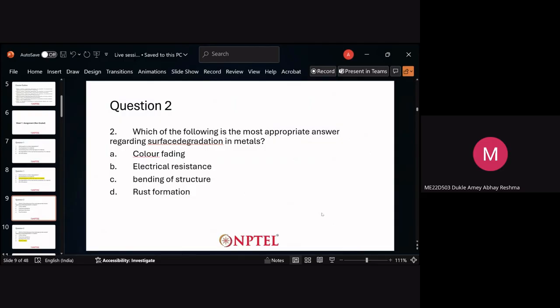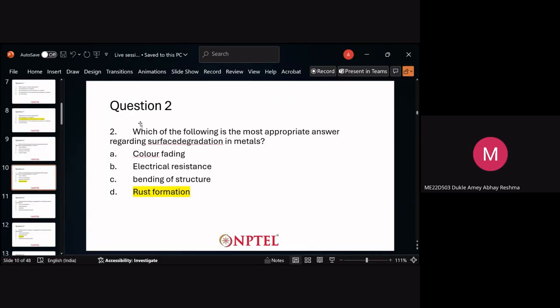So basically, color fading can happen due to the coating failing or something like that. Even the electrical resistance, it is an entire-phase phenomenon. The entire cross section of the metal is involved. Same with the bending of the structure. So the answer here is rust formation.